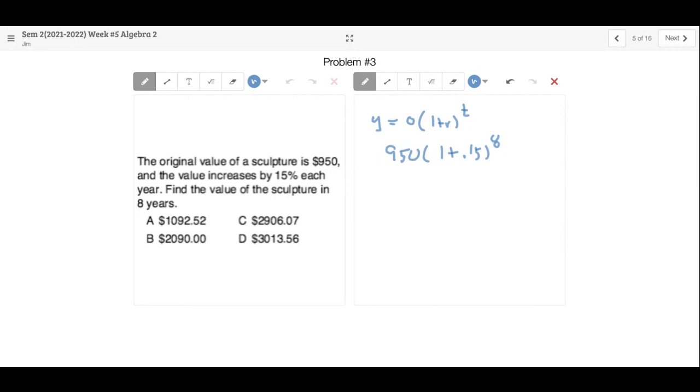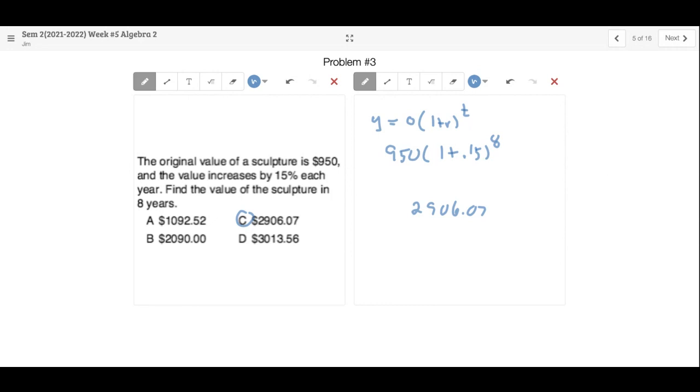So I'm going to work it out, 950. I don't know why I'm working it out, because you guys, I'm sure, have it right. 1 plus, or times 1.15 raised to the 8th power, and I come up with $2,906.07. So I'm going to go with it. I'm going to agree with you guys. Letter C is the correct answer.